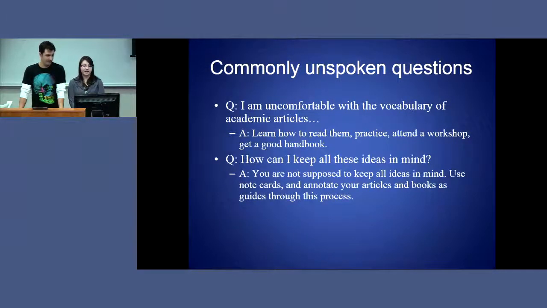Another is, how can I keep all these ideas in mind? Well, you don't have to, is the great thing. You are not actually supposed to keep them all in mind. Use note cards, annotate articles, and books as guides through the process, especially if you have lots of different articles. Make notes in the margins, grab some pretty highlighters, mark it up.